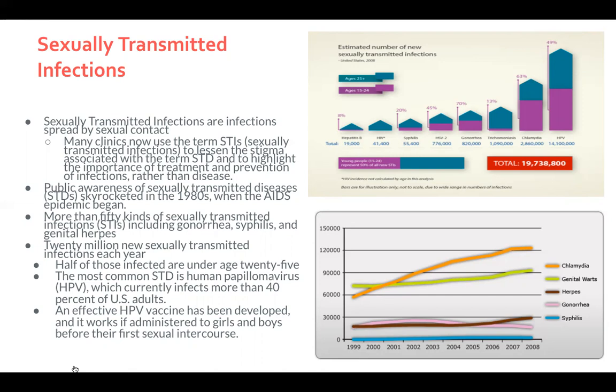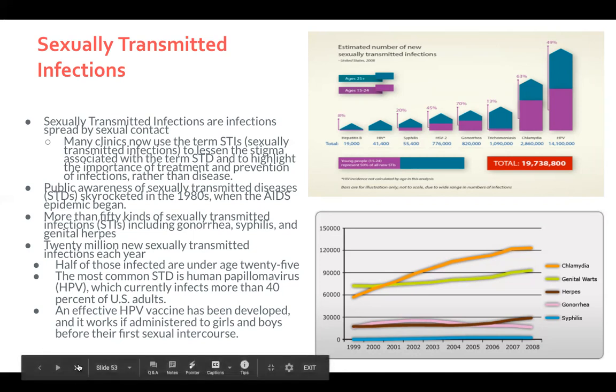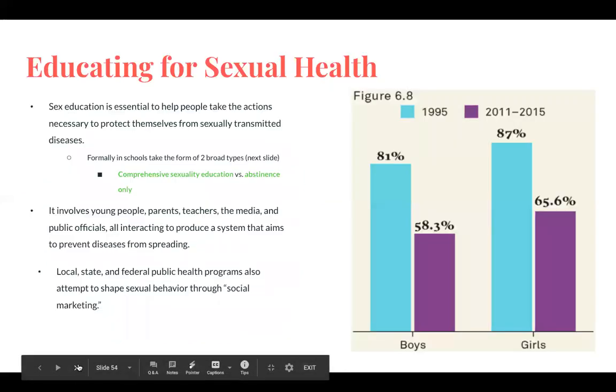An effective HPV vaccine has been developed, and it works if administered to girls and boys before their first sexual encounter. There was some pushback from parents because people didn't like the idea of vaccinating their child and having this discussion about sex at early ages, but it really is effective. And so for public health educators, it is something that they strongly encourage.